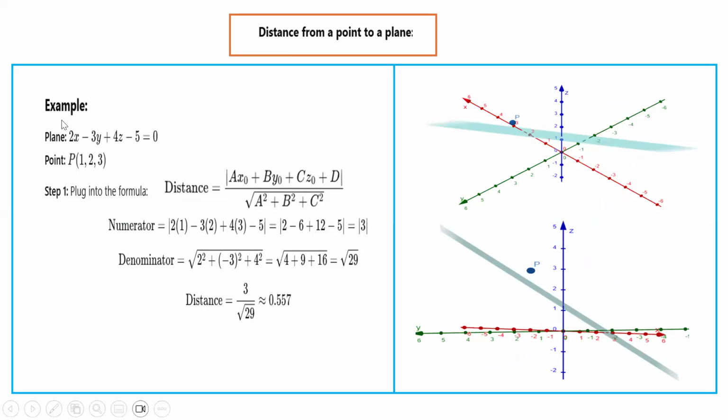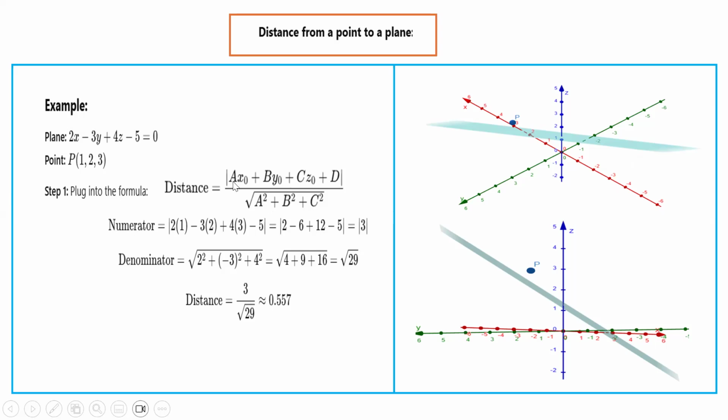So we have our plane being 2x minus 3y plus 4z minus 5 equals 0. That's our plane equation, and we have a point there, (1, 2, 3). For the numerator, we multiply a, b, and c by the x, y, and z terms, and since d is a constant, that's not going to change. Once we put all of those values in and find an answer, that becomes our numerator.